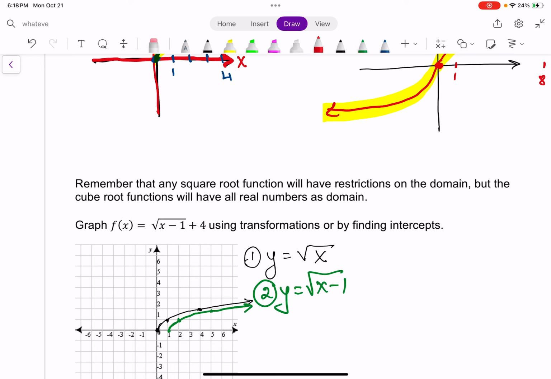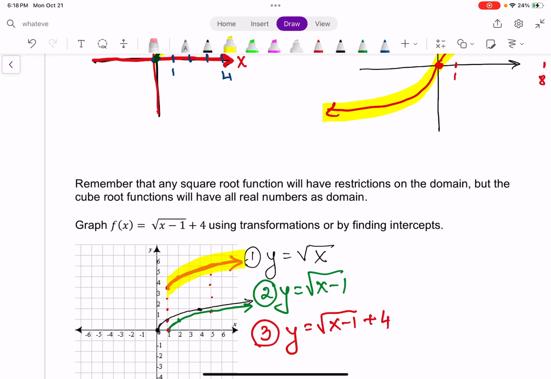And then let's do it in green. This last transformation is the square root of x minus 1 and then plus 4. So this graph from here is going to move 4 units up. So 1, 2, 3, 4. 1 up. 1, 2, 3, 4. So all the way up here. That's it. And this is the answer.